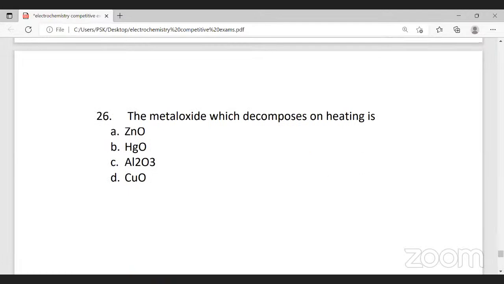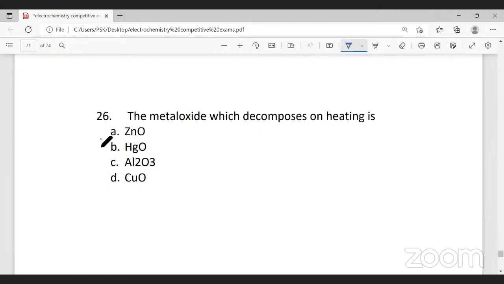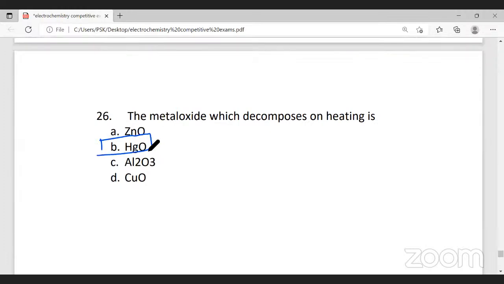The metal oxide which decomposes on heating. I don't know whether Ellingham's diagram has been taught to you in college. There's a chapter called General Properties of Metals, where our teachers would have taught Ellingham's diagram. So forget about this for now. Remember Ellingham, it's the name of a person, Ellingham's diagram. We will learn it at a later stage.